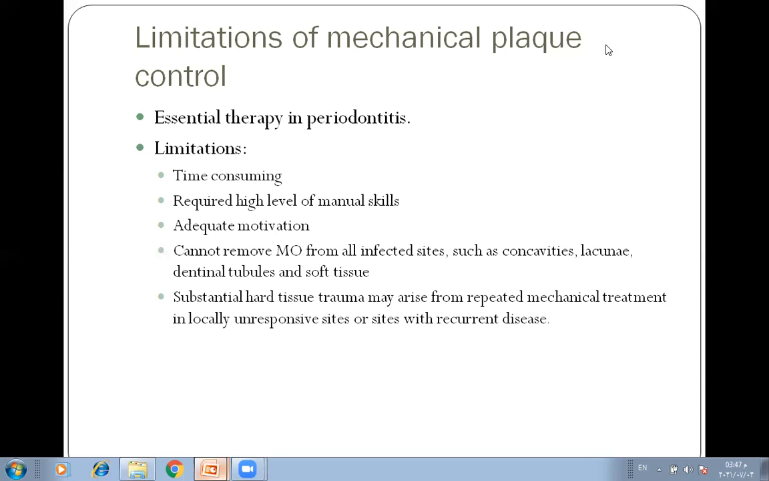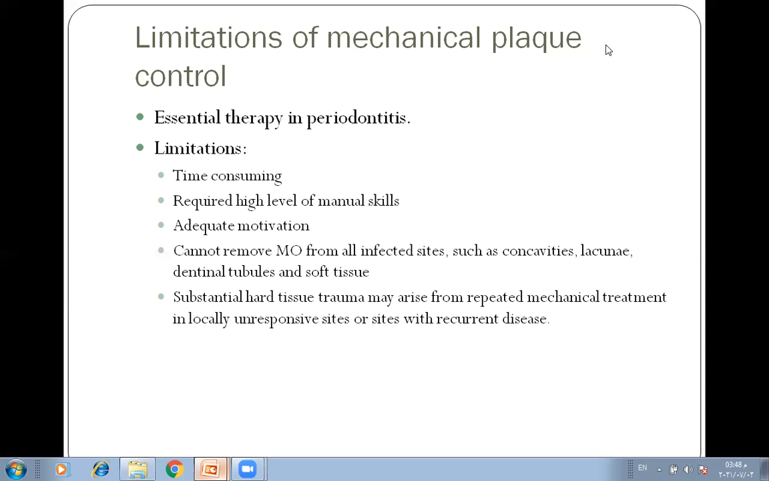Microorganisms cannot be removed from all the infected sites, sometimes because of the differential anatomy of the root surface, or the presence of concavities or lacunae, or even in the dentinal tubules. Sometimes the microorganisms can invade the dentinal tubules, especially in the exposed dentine on the root side. So we cannot remove them by the mechanical instrument. Therefore, we might use antibiotics.